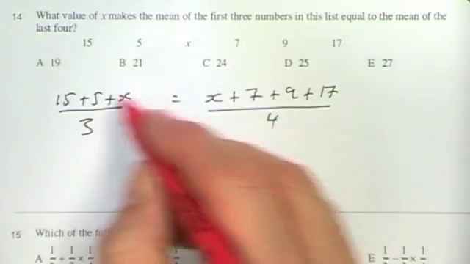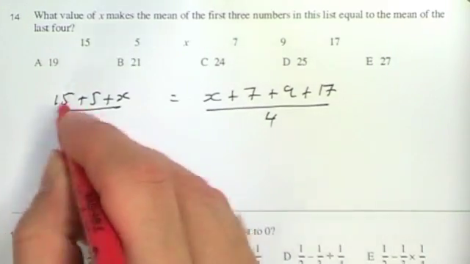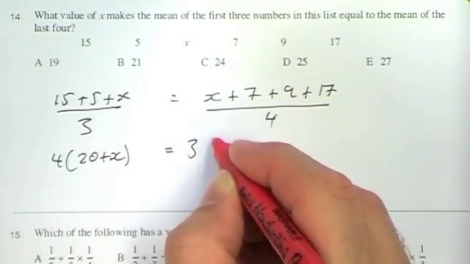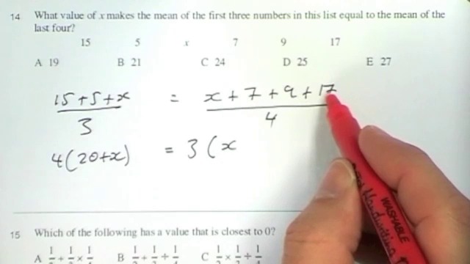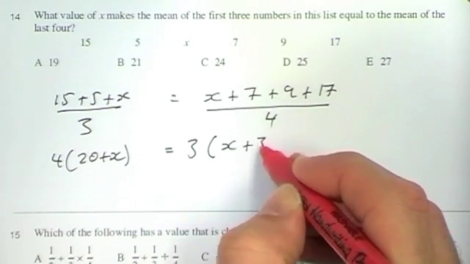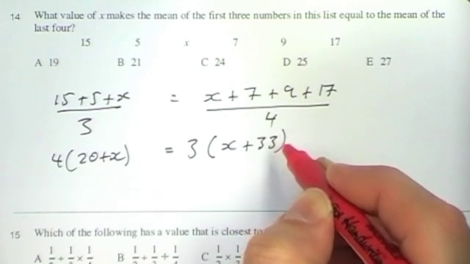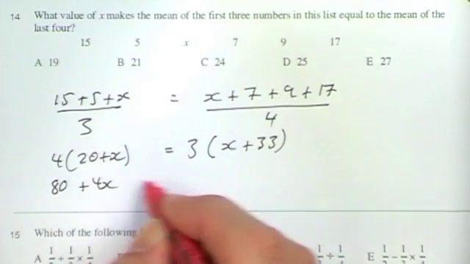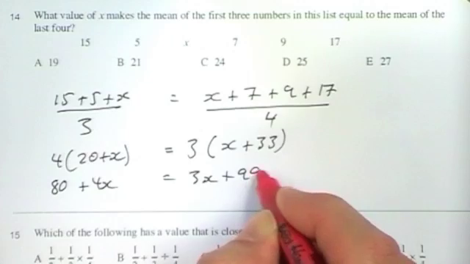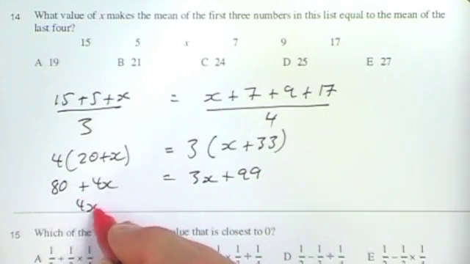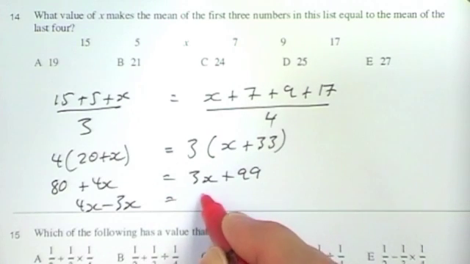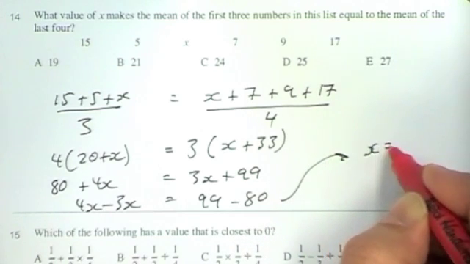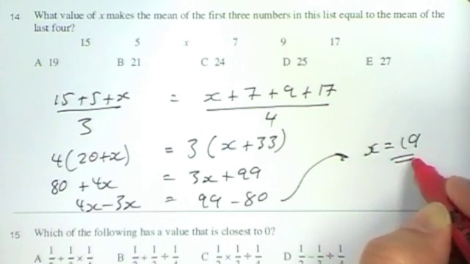And the way I'm going to do it is I'm going to cross multiply, so it's going to be 4 times this lot here, which is 20 plus x, equals 3 times this lot here, which is x plus 24, 33. So if I expand out the brackets, I've got 80 plus 4x equals 3x plus 99. Switch them over, so it's 4x minus 3x, which will give us x equals 99. Take away 80, so that's going to be x equals 19. That's the answer A.